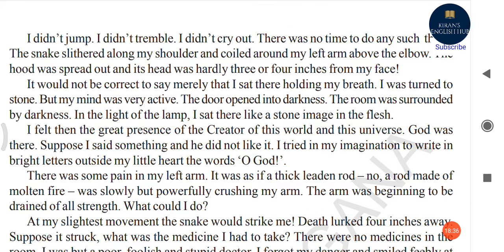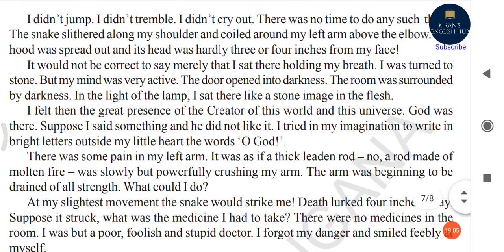The door opened into darkness. The room was surrounded by darkness. In the light of the lamp, I sat there like a stone image in the flesh. Okay, everything was dark around him. There was only a little bit of lamp in front of him, and in that little bit of light, he sat like a stone image in the flesh. Okay, he was of course sitting like an image, but he was of flesh. Okay, he was human, so he was telling that he sat there like a stone image in the flesh.